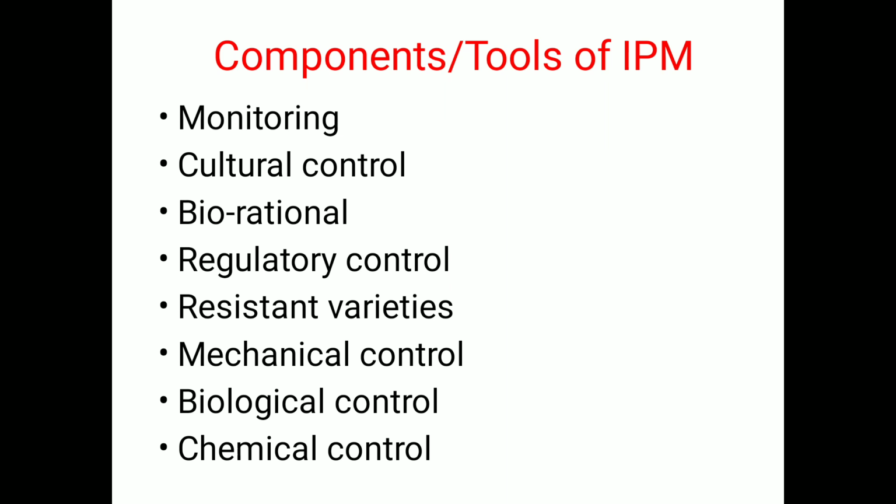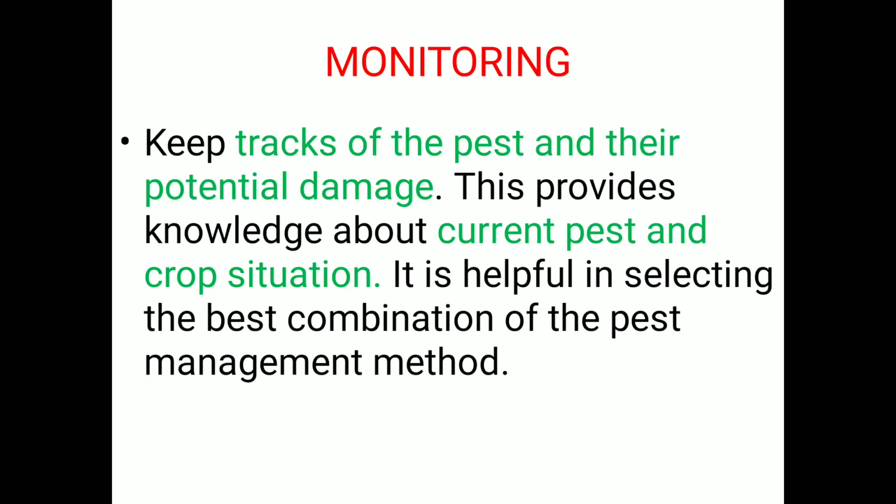Today we are going to discuss another theoretical topic known as components or tools of IPM. So let us see what the tools of IPM are. Here, the first one is monitoring, then cultural control, biorational, regulatory control, resistant varieties, mechanical control, biological control and chemical control. So let us see them one by one.